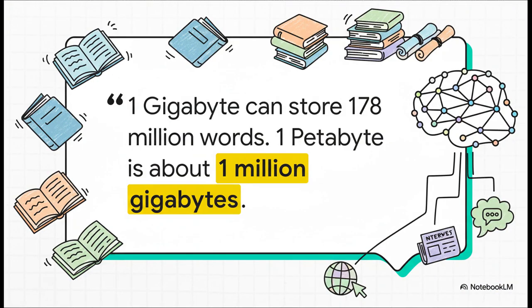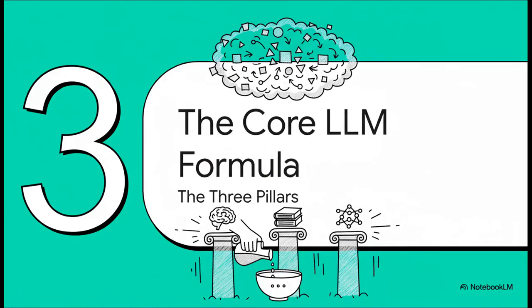1 gigabyte of text can hold about 178 million words. That's a lot, right? Well, a petabyte is about 1 million gigabytes. We are talking about an astronomical amount of reading material. Books, articles, conversations, a huge slice of the public internet, all fed into one single learning model. It's just wild.